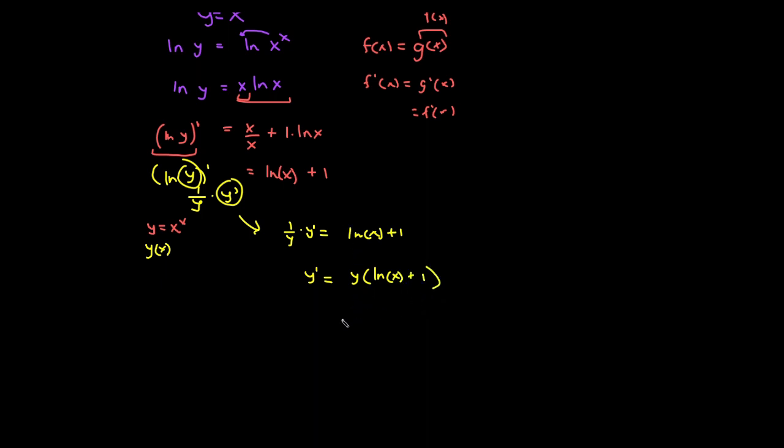And now we can substitute y equals x to the x, and that will give us the derivative of y equals x to the x times ln x plus 1. And that is our final answer.